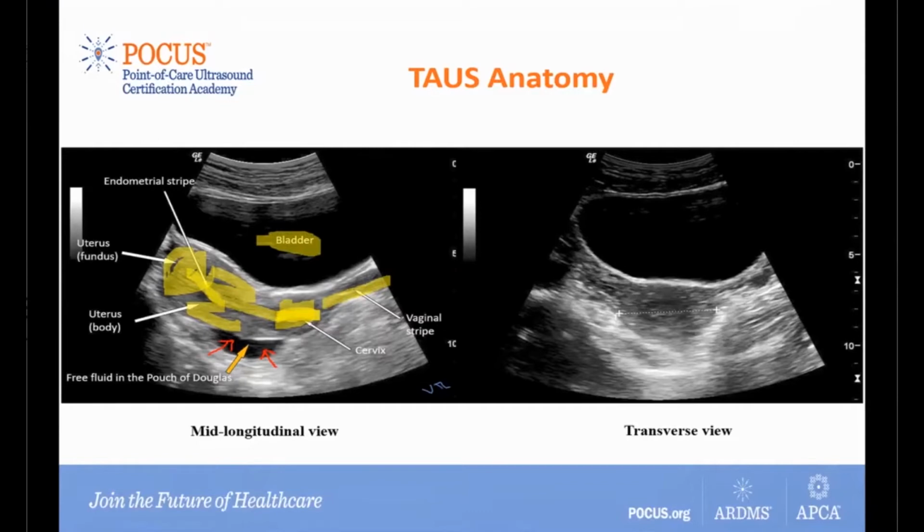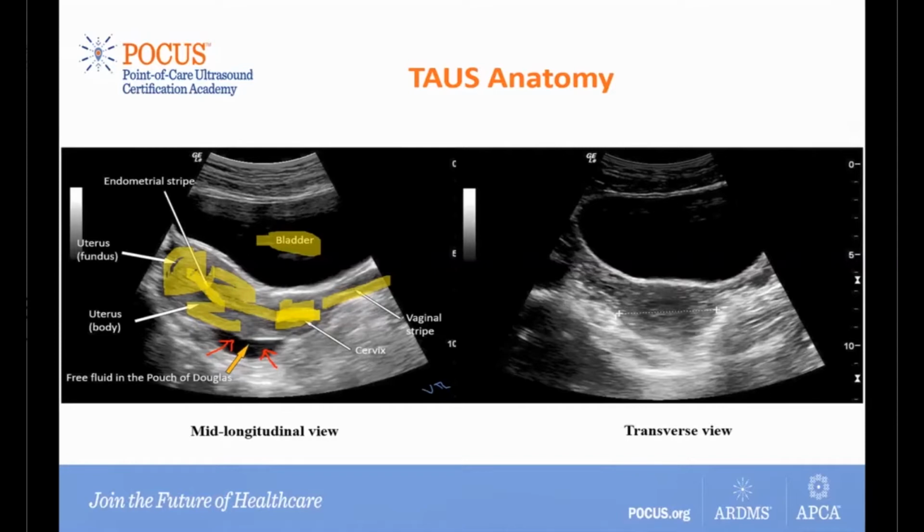Keep in mind that fluid could be physiological. In this particular case, the patient scan was performed around the time of ovulation, so a little bit of blood or fluid could be seen in this region, and that is physiological fluid.